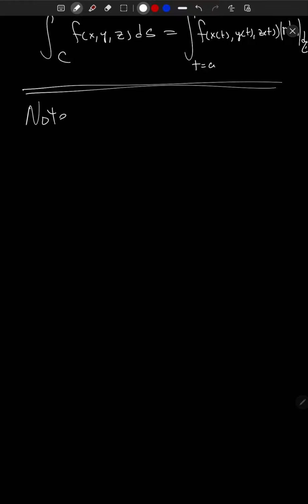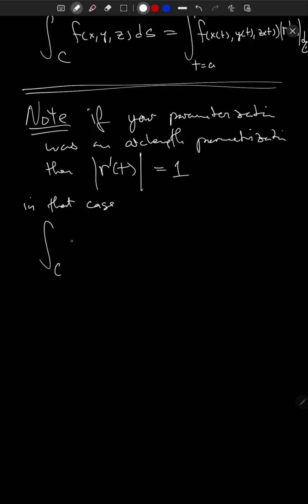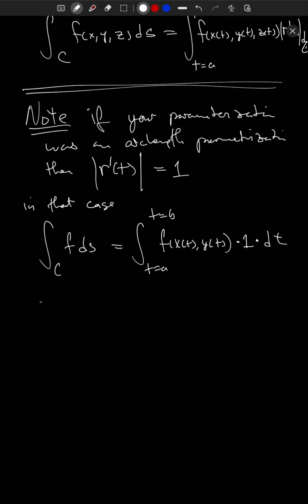Okay, one note: if your parameterization was an arc length parameterization, right? Then you're in luck, because what does that mean? That means the entire meaning of arc length parameterization is that your speed is 1. All right. So in that case, the line integral of f ds is actually just the integral from t equals a to t equals b of f of x of t, y of t, and then the compensation factor is just 1 dt, all right? So this is one thing that's really, really nice about arc length parameterizations.